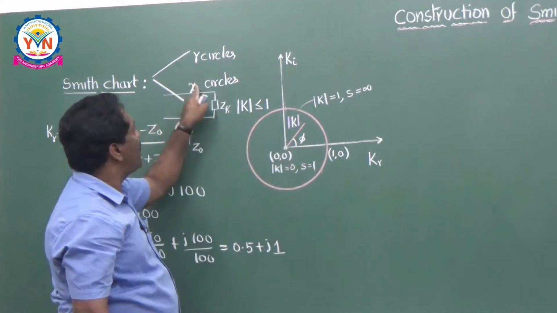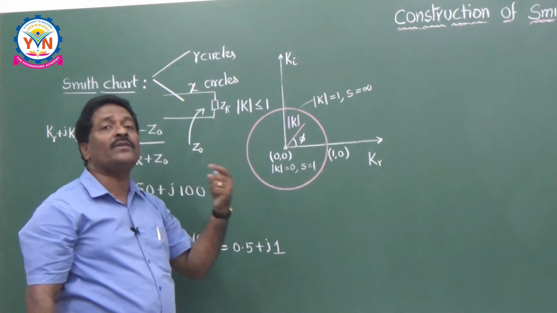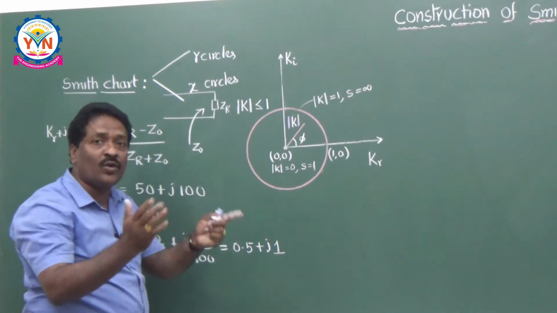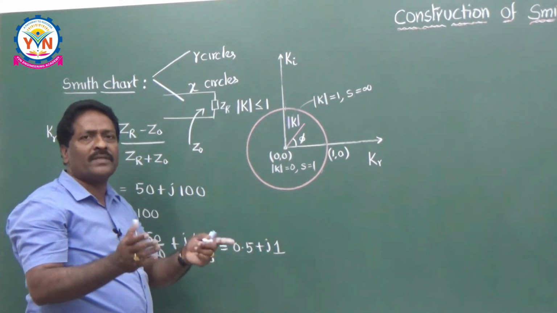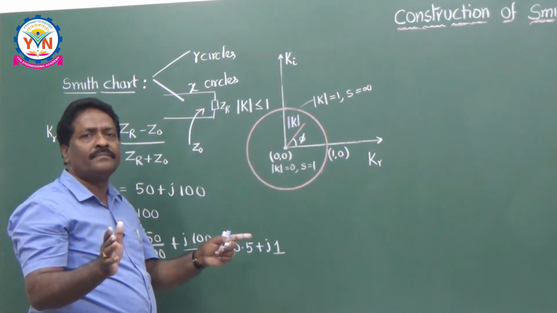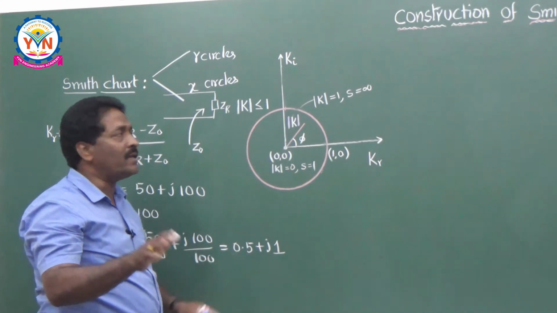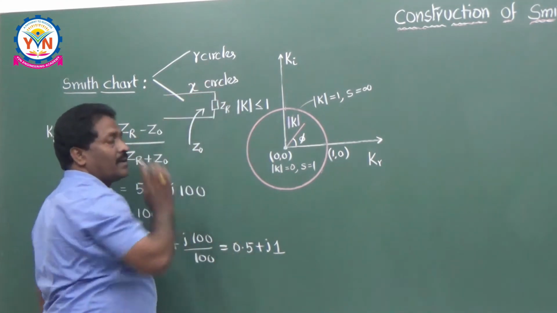R circles and X circles. So I would like to tell you, these R circles and X circles are called orthogonal circles. So the Smith chart is nothing but very simple. It is nothing but the intersection of two types of orthogonal circles: one is the R circle and the other is the X circle.